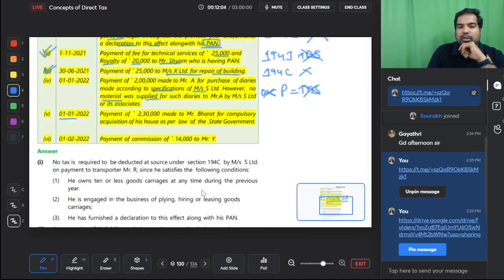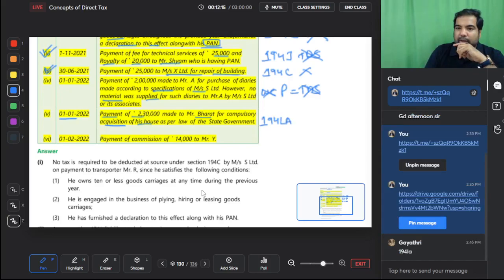Next, on the 1st of Jan 2022, payment of 2,30,000 made to Mr. Bharat for compulsory acquisition. Guys, compulsory acquisition is under 194LA, legally acquired. Only if it is more than 2.5 lakh there will be TDS. So on this there is no TDS.